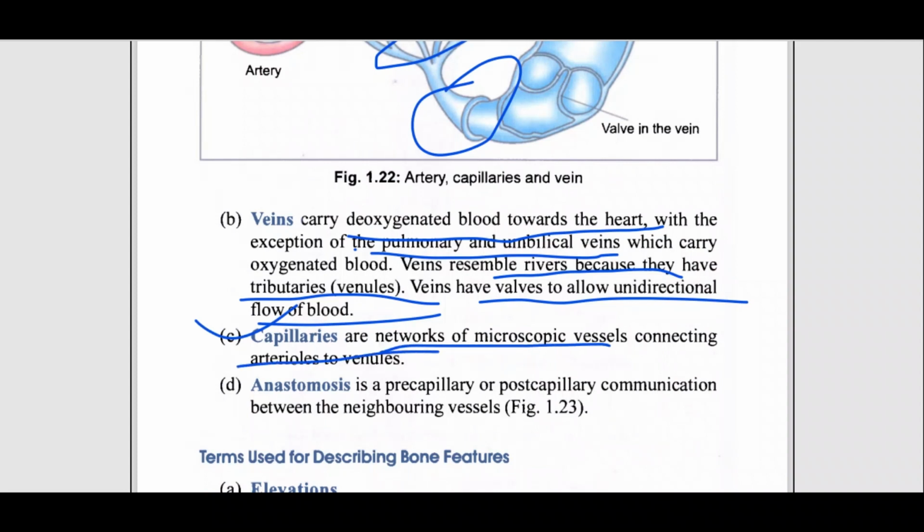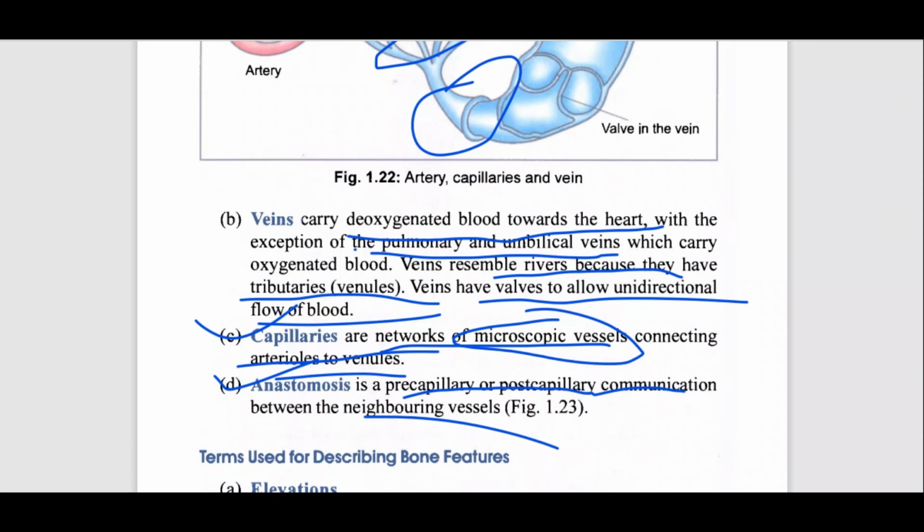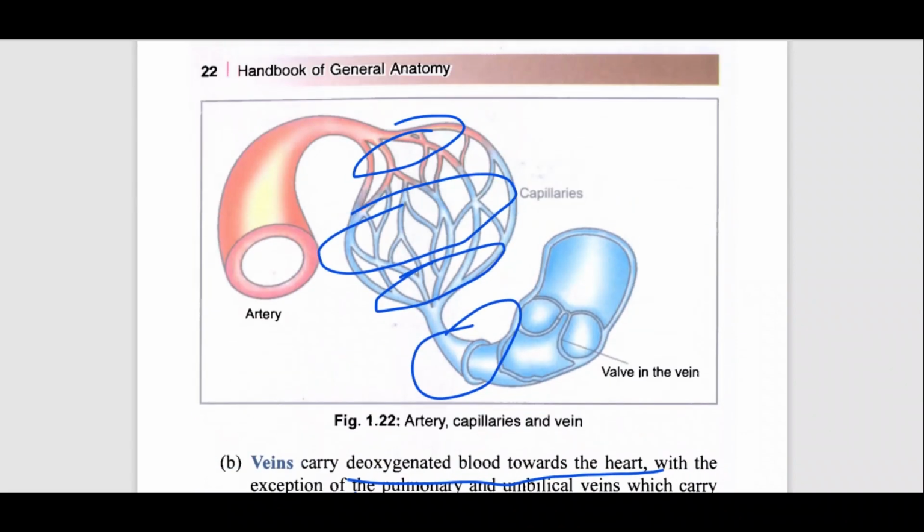Now, the third one is your capillaries. They are network of microscopic vessels connecting arterioles to venules. They are microscopic vessels जो कि arterioles को venules के साथ connect करते हैं. Then there is anastomosis. It is a pre-capillary and post-capillary communication between neighboring vessels. Now here this one is your anastomosis.